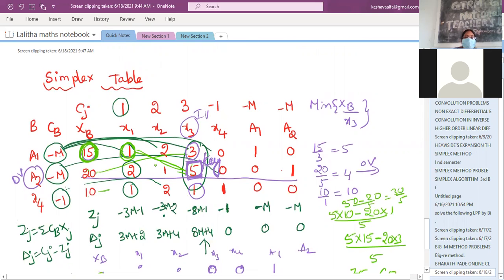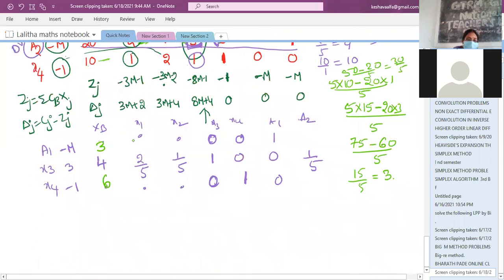Which numbers do we want to take? 5 into 1 minus 2 into 3. The selection of these numbers is the main important thing. 5 into 1 minus 2 into 3, by the key element, which is 5. So we get 5 minus 6, that is minus 1 by 5. Minus 1 by 5.